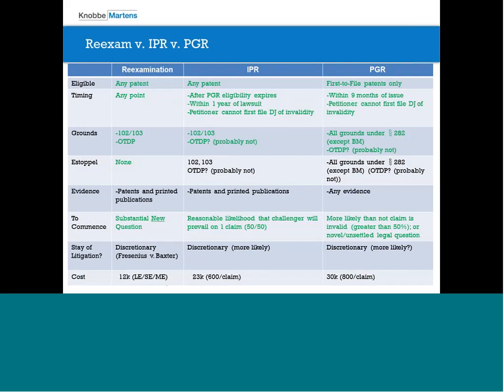Also, the grounds for requesting review are going to be different for each of the cases. 102 and 103 are actually available for all 3 of the options. In contrast, obviousness type double patenting is available for re-exam, but it's not available for IPR or PGR now, at least under the vast majority of the interpretations. That said, there is a proposal to drop obviousness type double patenting into the statutory scheme, and if that happens, then maybe it'll be relevant under 282 and for PGR.